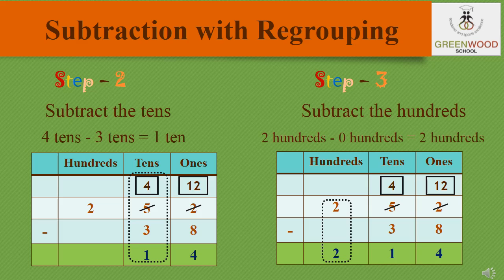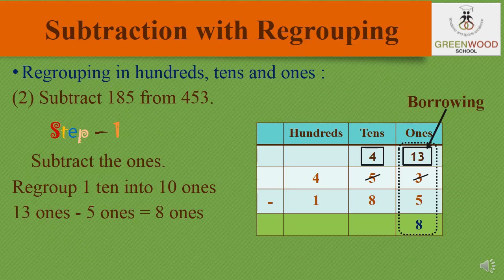Now we move on to step 3. Subtract the hundreds. We didn't give any number from hundreds, so 2 is written as it is, and down there is no number, so we'll simply copy 2 as it is. So 252 minus 38, the answer is 214.